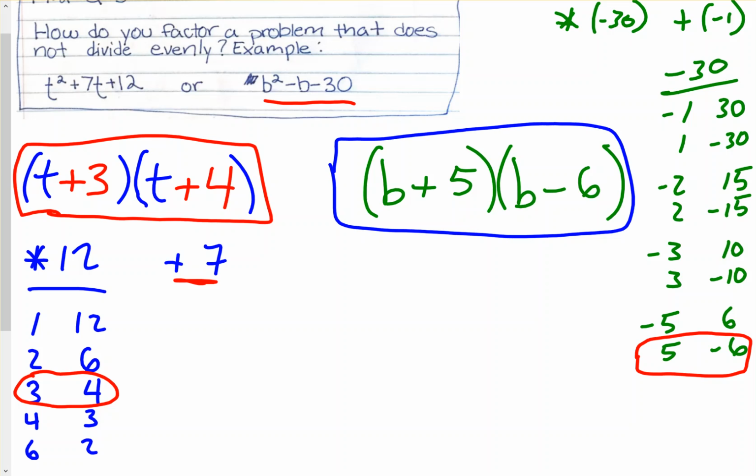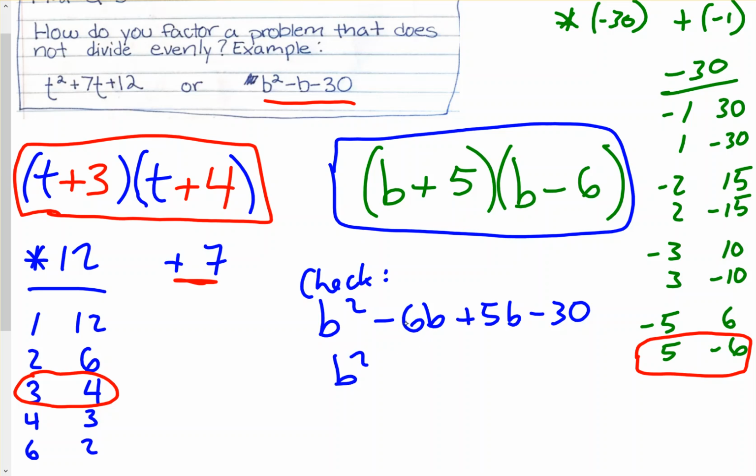And again, if you want to check it, just FOIL it out. B times B is B squared. B times negative 6, negative 6B. 5 times B is 5B. 5 times negative 6, negative 30. Combine the middle two: negative 6B plus 5B will be negative 1B, minus 30. Okay, so that's how we know we did the correct thing.